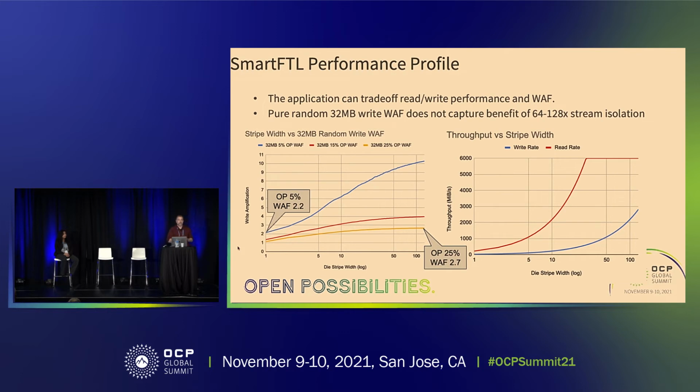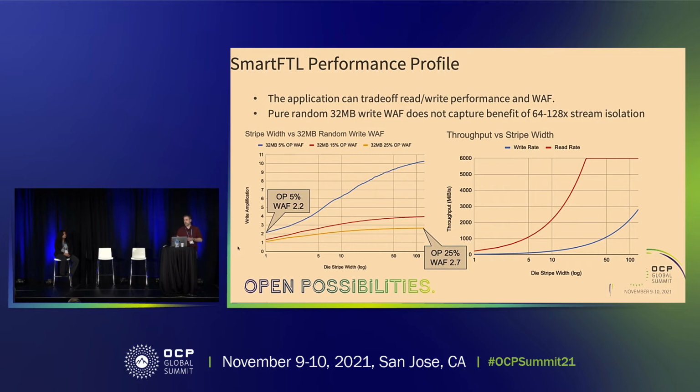On the left-hand side here, this is a simulated 32 megabyte random workload with different curves for different drive over-provisioning operation points. For example, if you're out of 128 dies in this hypothetical drive, with an OP of 25%, you get that yellow curve, which at 128 die stripe width gives you a WAF of 2.7. Well, if you can write data to a single die, you could go down to, say, an OP of 5% and be at a lower overall WAF of 2.2. Or you could come down to close to 1 with that original 25% OP and translate that into other benefits.